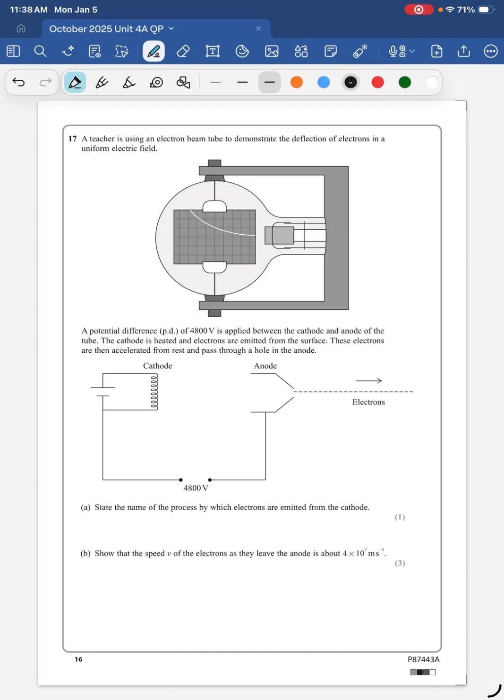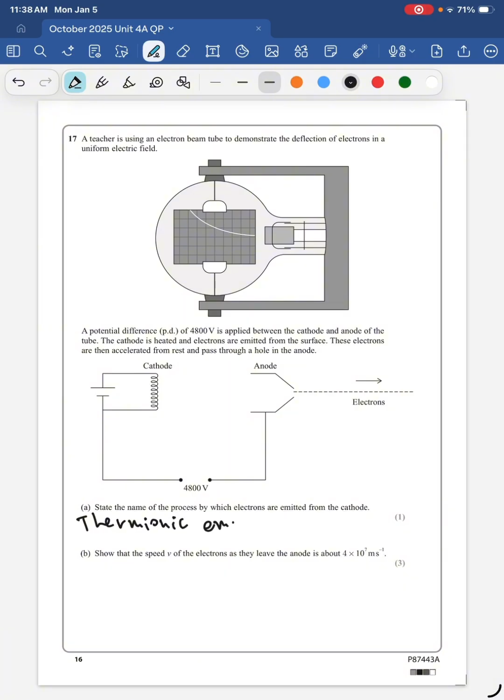So, question 17. A teacher is using an electron beam tube to demonstrate the deflection of electrons in a uniform electric field. A potential difference of 4800 volts is applied between the cathode and the anode of the tube. The cathode is heated and electrons are emitted from the surface. These electrons are then accelerated from rest and pass through a hole in the anode. State the name of the process by which electrons are emitted from the cathode. I'm going to respond here. So it's just thermionic emission.